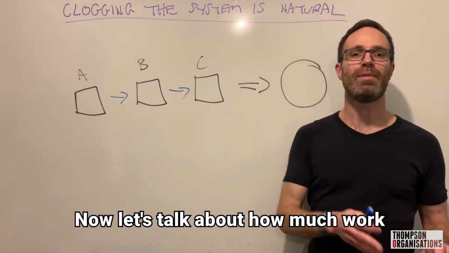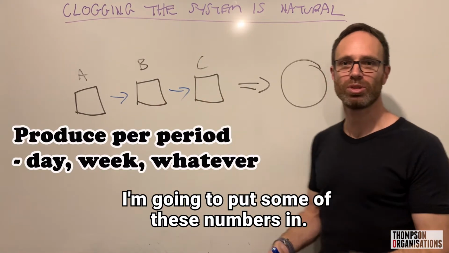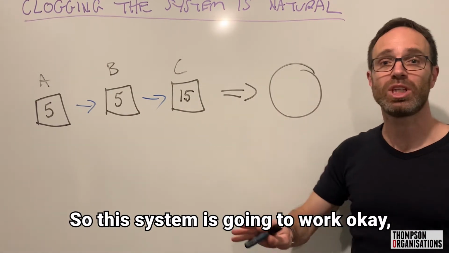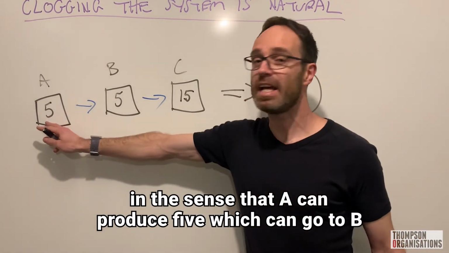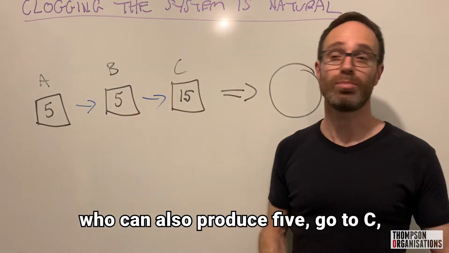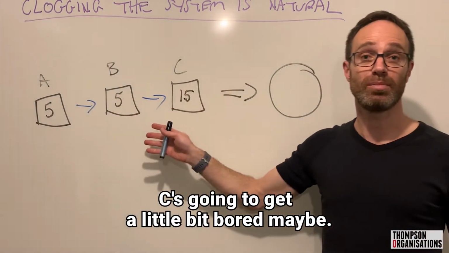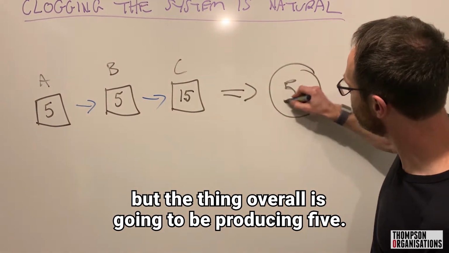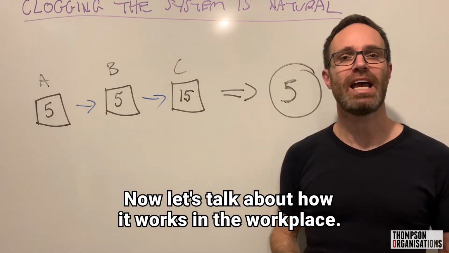Now let's talk about how much work each one of these stations can produce. I'm going to put some of these numbers in. So now we've got 5, 5 and 15. So this system's going to work okay in the sense that A can produce 5, which can go to B, who can also produce 5, go to C. C's going to get a little bit bored maybe, but the thing overall is going to be producing 5. Happy days. Now let's talk about how it works in the workplace.